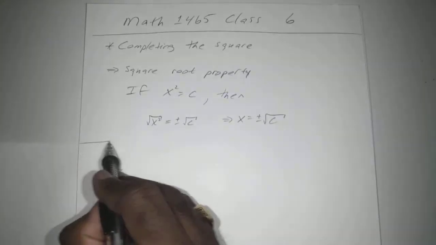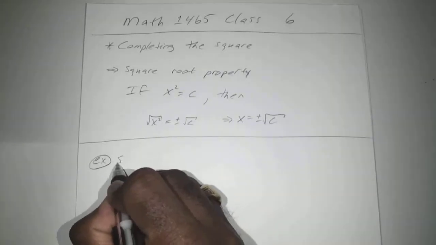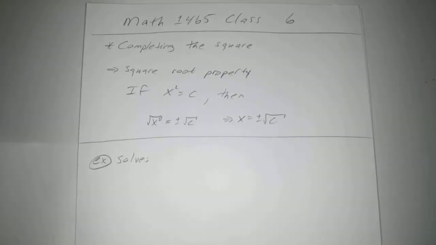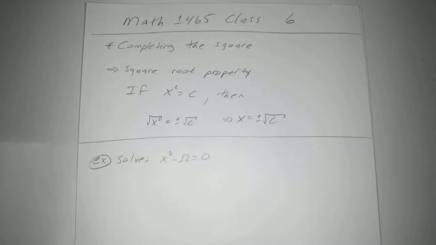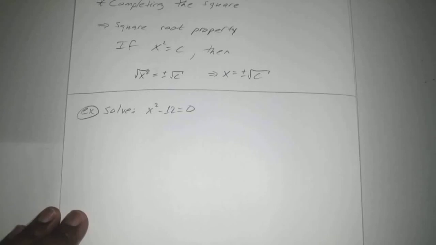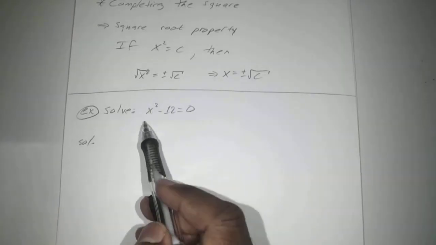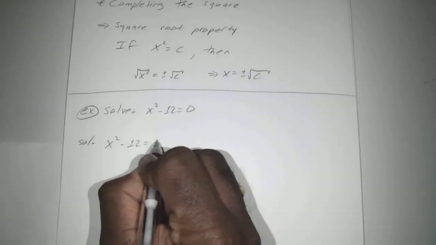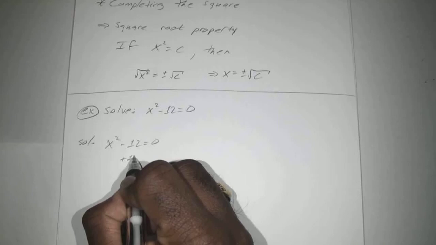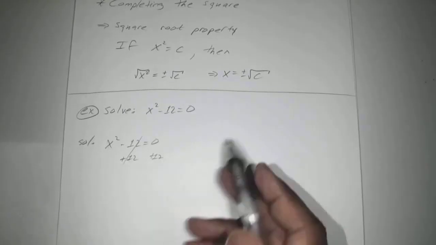So, for example, if we wanted to solve x squared minus 12 equals 0. Okay, so the first thing we want to do is get our squared value by itself. So x squared minus 12 equals 0. Add 12 to both sides, where those two would cancel out. So we're left with x squared equals 12.